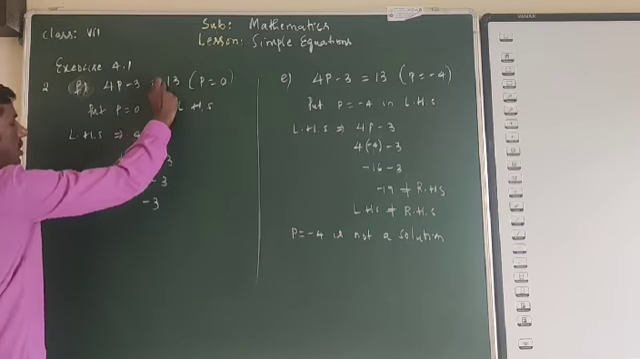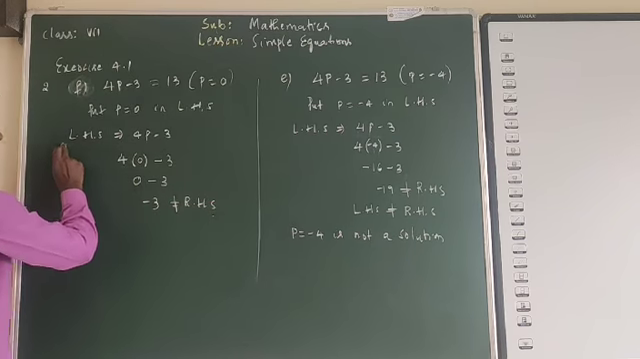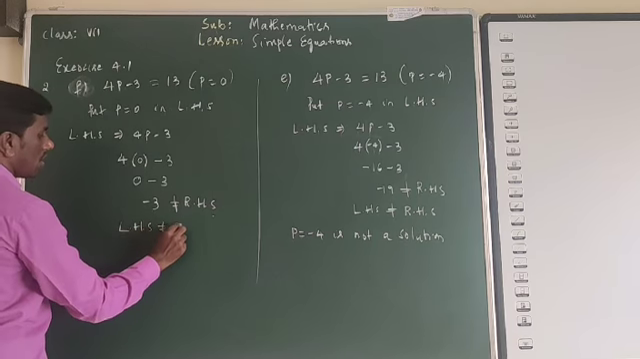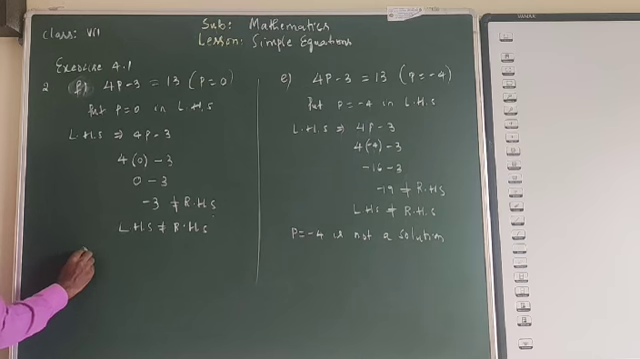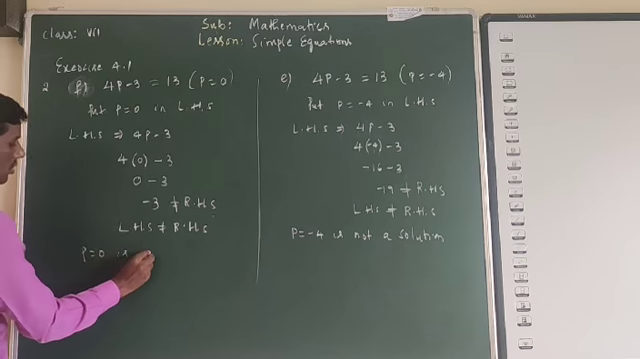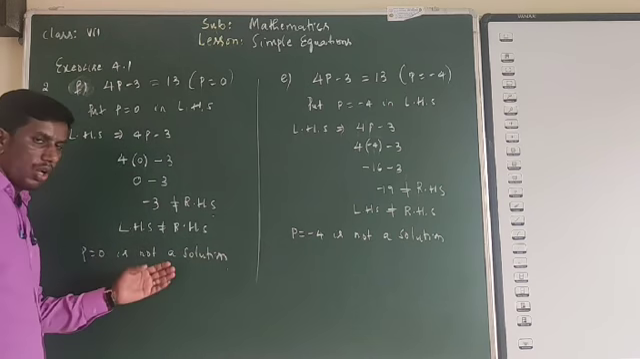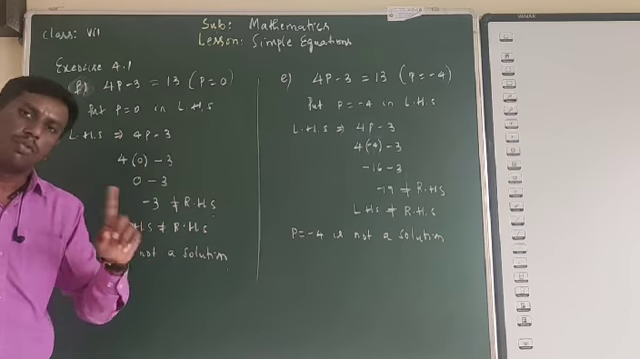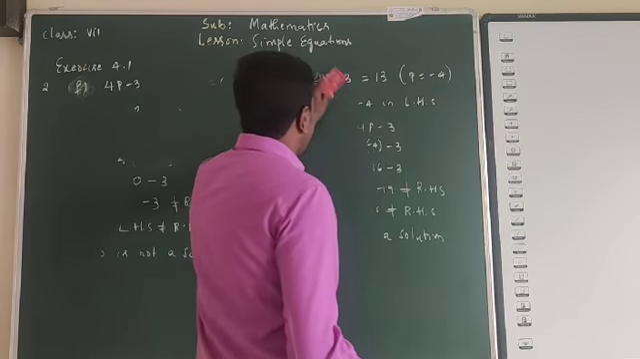RHS is 13, and we are getting minus 3, which is not equal to RHS. So LHS is not equal to RHS. So p is equal to 0 is also not a solution. So all the three given values for the same equation are not solutions. We have an alternative solution. How to find the solution, I will tell you in the upcoming classes.